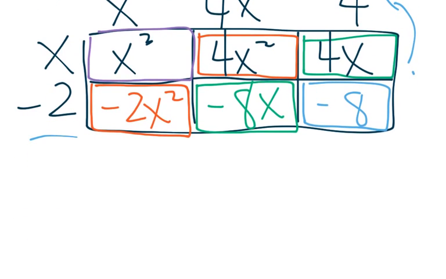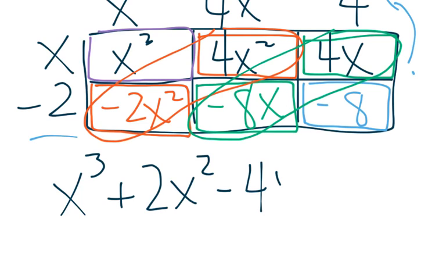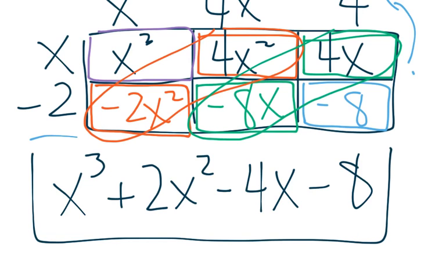Okay, so now we are going to combine like terms and write it in order. So we're going to start with the purple box. We have x to the third. Okay, and then we're going to combine our red numbers, so that is 4x squared minus 2x squared, so that is 2x squared, because 4 minus 2 is 2. Then we're going to combine our green boxes, so that's negative 8x plus 4x, or 4x minus 8x, so that is negative 4x, and then our blue box, minus 8. And this is our final answer.